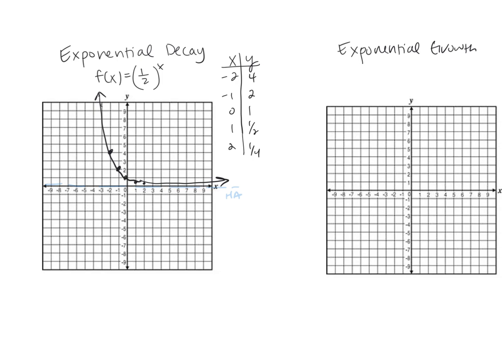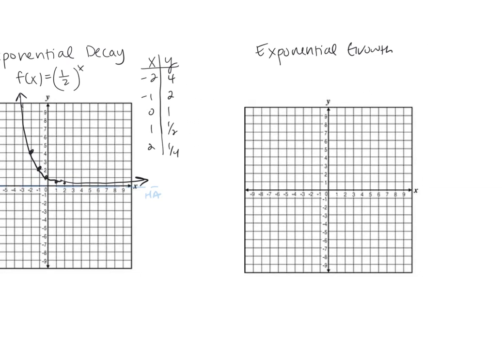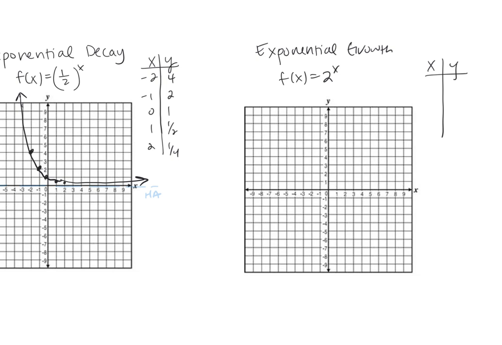Let's look at a pretty basic example of exponential growth. We're going to use the function f of x equals 2 to the x power. We could plug some values in here. Let's do -1, 0, 1, and 2. 2 to the negative first is 1/2. 2 to the 0 is 1. 2 to the first is 2. 2 to the second is 4. We can graph this.